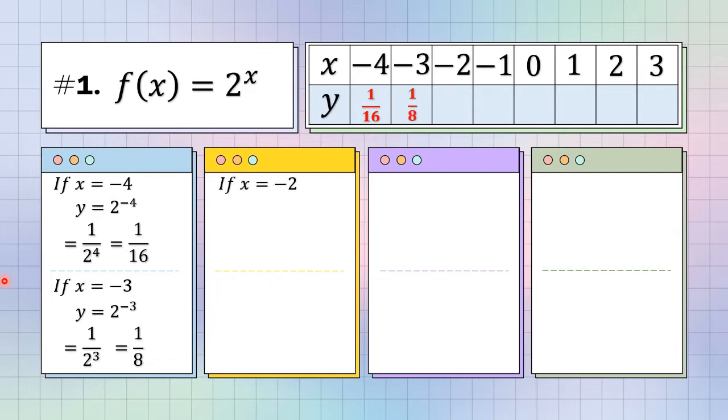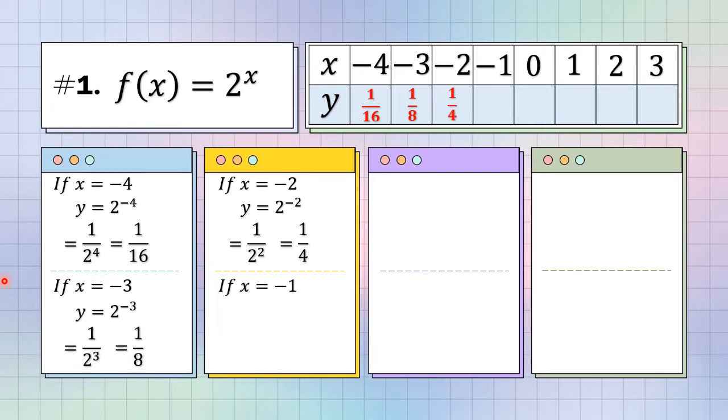The third one is negative 2. So we have y is equal to 2 raised to negative 2. It will become 1 all over 2 raised to 2, and that is equal to 1/4. That means if your x is equal to negative 2, then your y will be equal to 1/4.